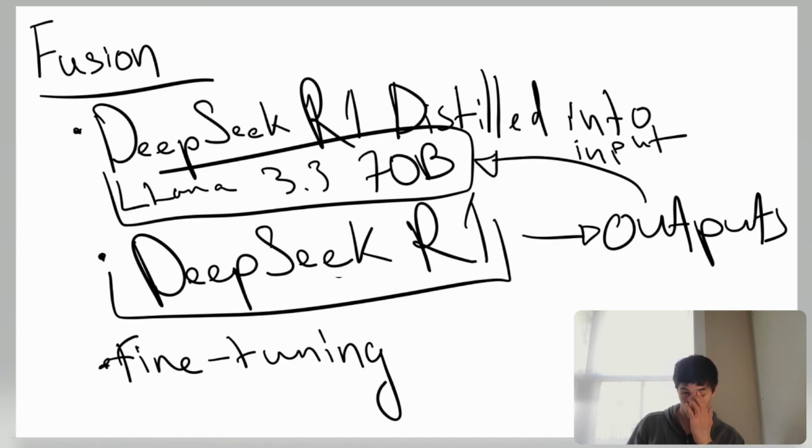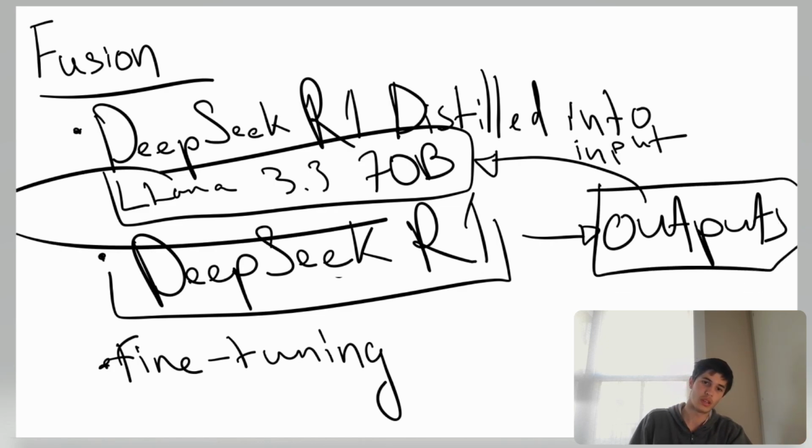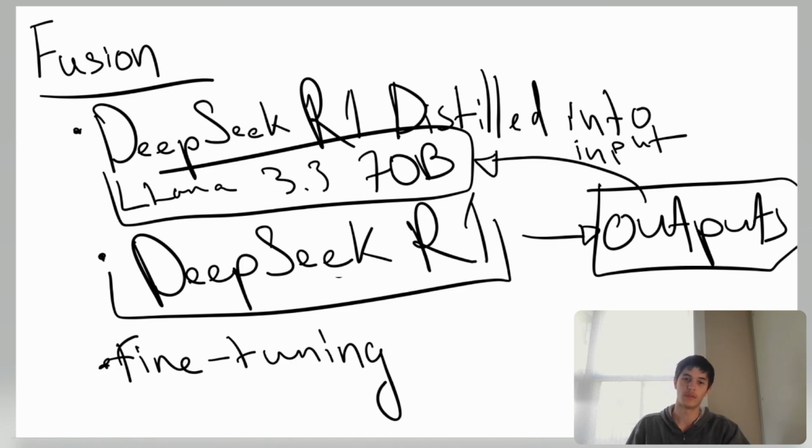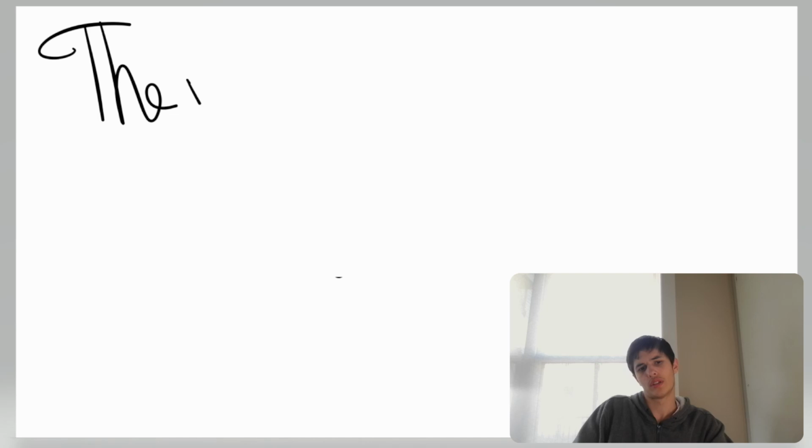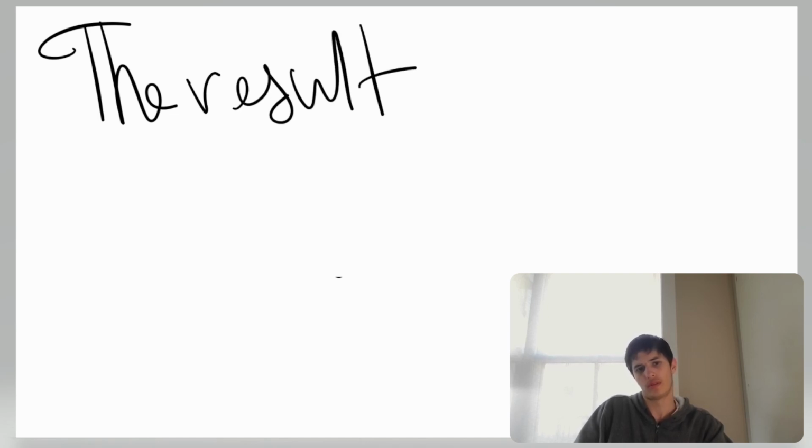This is where you don't fine-tune it to be more specific, but you just generally improve its performance by generating a data set of DeepSeek outputs and putting it into the Llama 3.3 70 billion as input. That's pretty cool, right? So then what is the result? What happens as a result of this distillation?